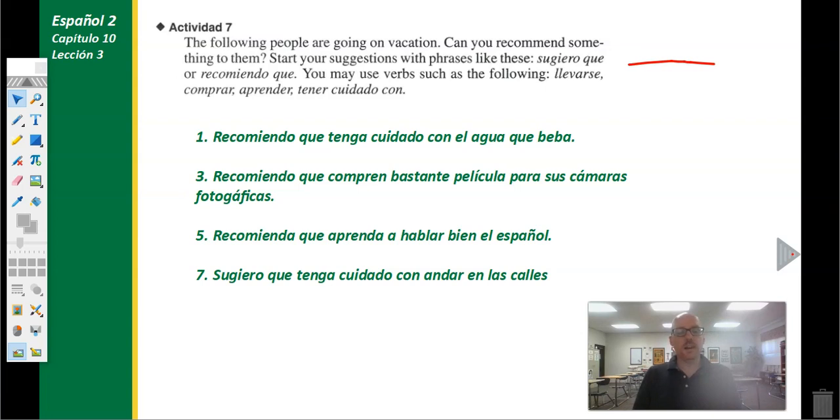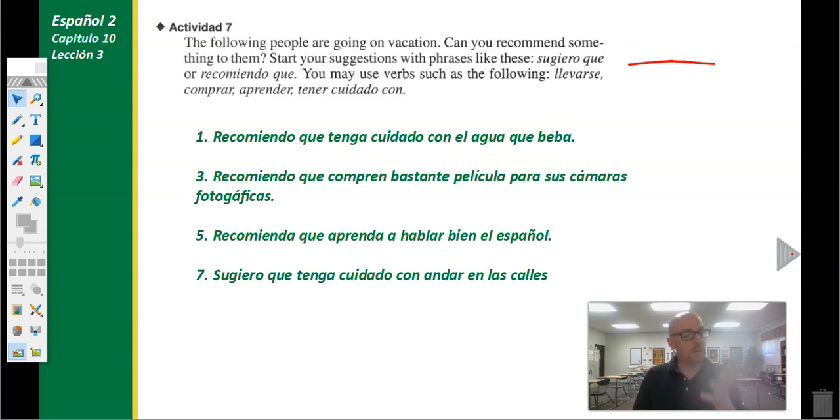Número 5. Recomiendo que aprenda a hablar bien el español. I recommend that you learn to speak Spanish well. Y número 7, sugiero que tenga cuidado con andar en las calles. I suggest that you have caution walking in the roads. Don't want to get hit by a car. So that's a suggestion there.